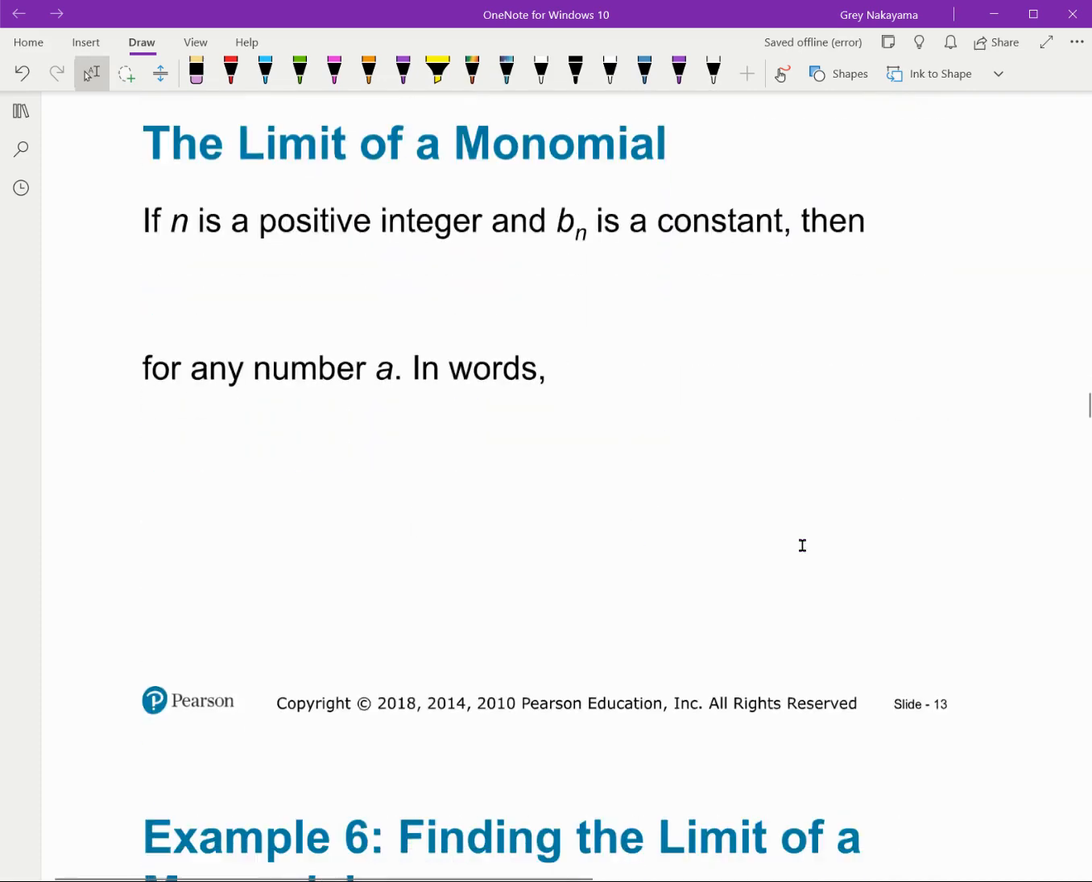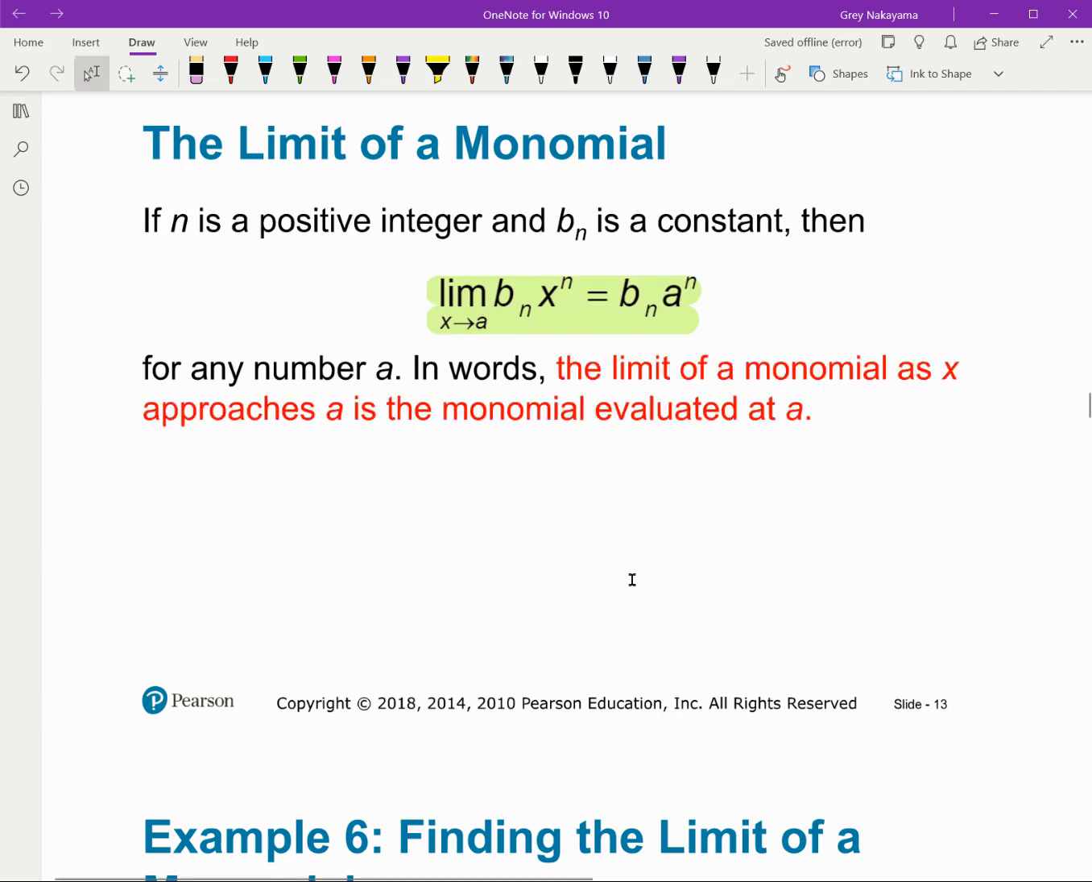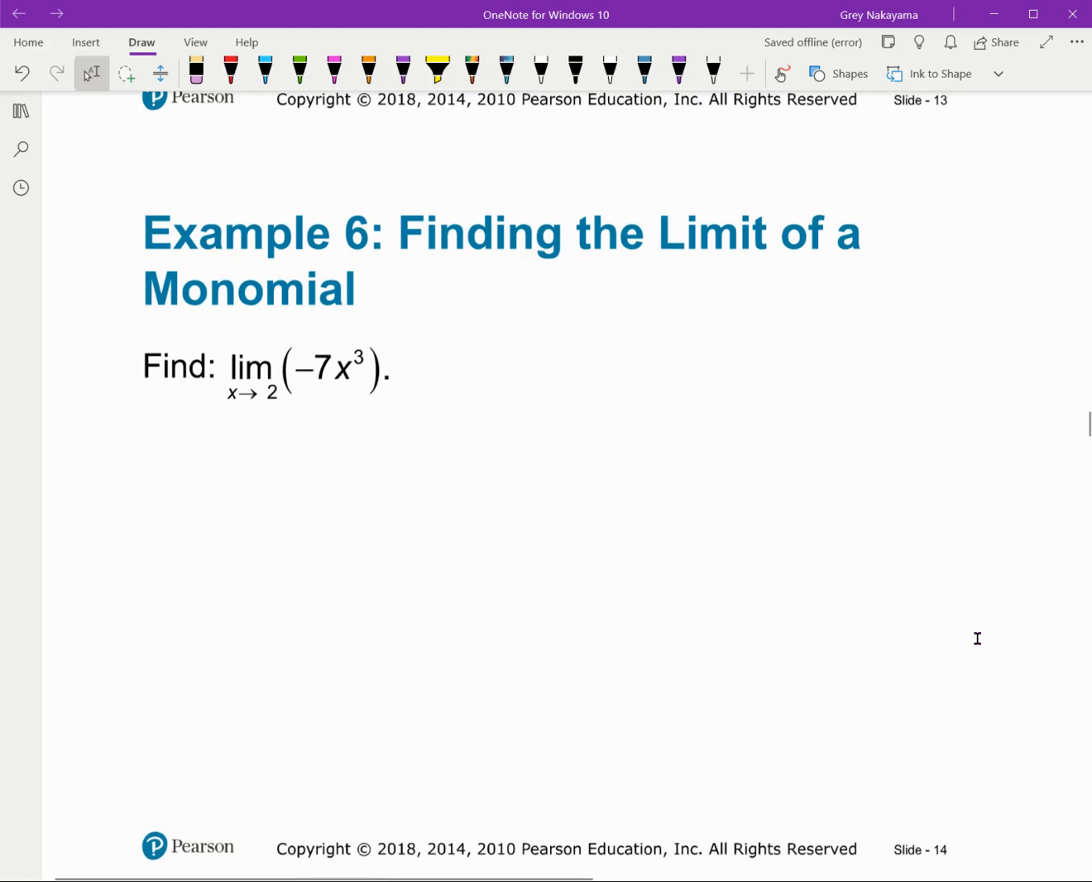The limit of a monomial. So basically you need to be familiar with all these different functions you're seeing. The limit of a monomial is just going to be that monomial evaluated at x equal to a. Same thing. The limit of -7x cubed as x approaches 2. I'm going to plug in 2 for x. That's going to be -7 times 2 cubed. 2 cubed is 8, so it's going to give me -56.